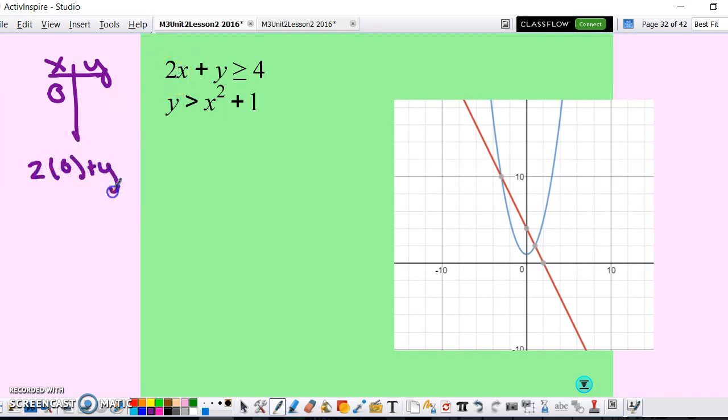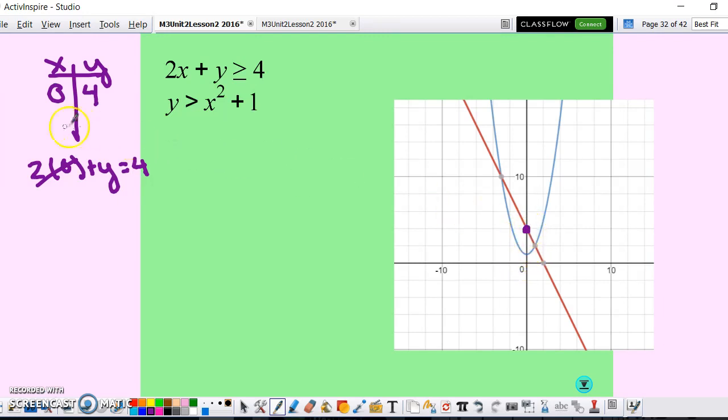2 times 0 plus y. We use our equal sign. We have 4. 2 times 0 is gone, so we are just left with y equals 4. There's no division there. And let's go check over here on the graph. It is crossing the y-axis at 4. Don't be fooled. I am counting by 2's on this grid because that's what my graph got scaled by.